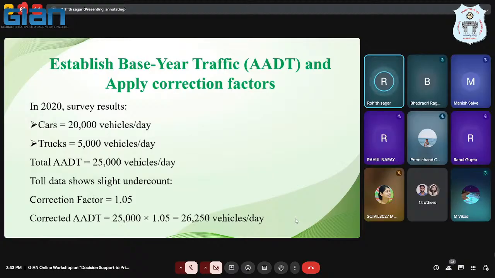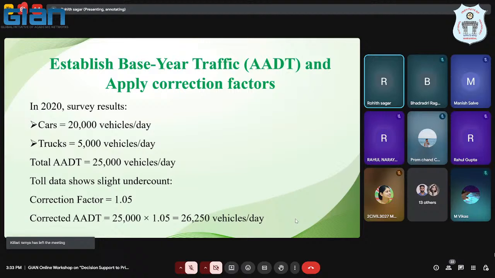So let us assume that there are 20,000 vehicles per day, cars, and trucks as 5,000 vehicles per day. So total ADT is of 25,000 vehicles per day. This is just assumption. We will not do ADT like this. This is just an assumption.